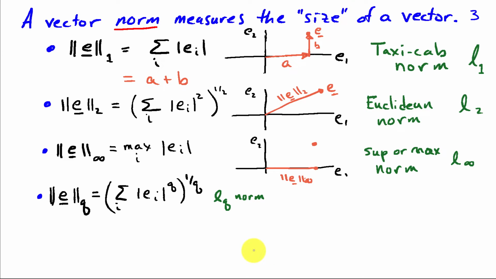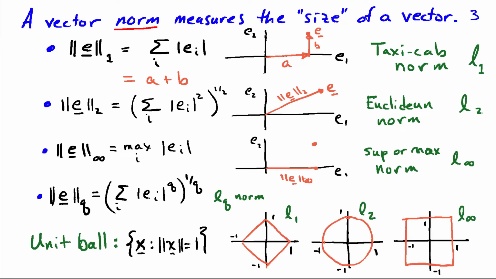Now in general, this leads us to the idea of Lq norms, where we define the Lq norm of a vector E as the sum of the magnitude of E sub i raised to the qth power, and that whole quantity raised to the 1 over q power. Each of these falls into that pattern for specific cases of q. Here we have q equals 1, here we have q equals 2, and so on.